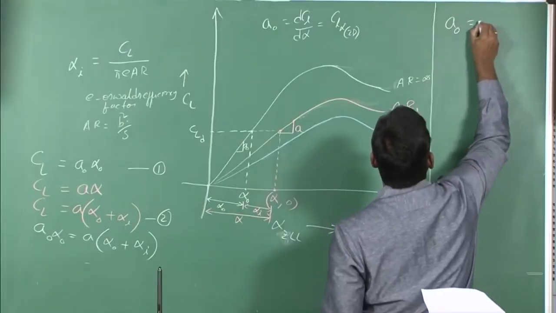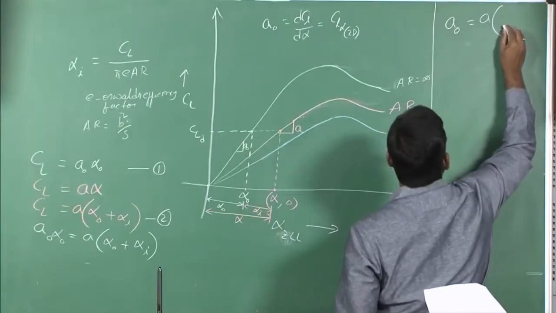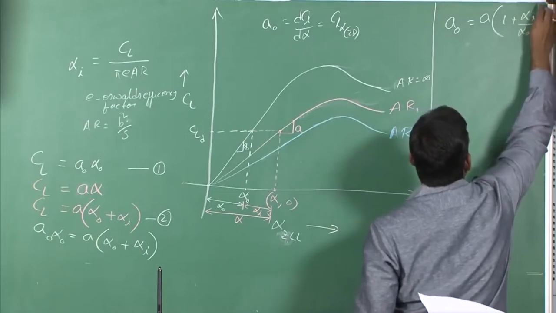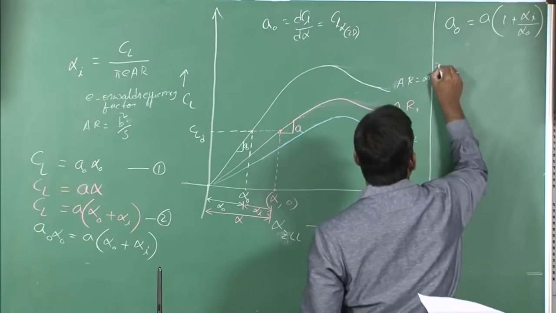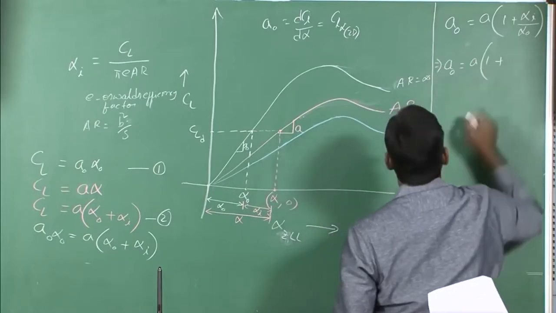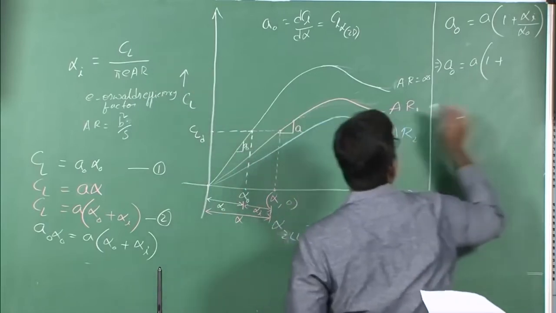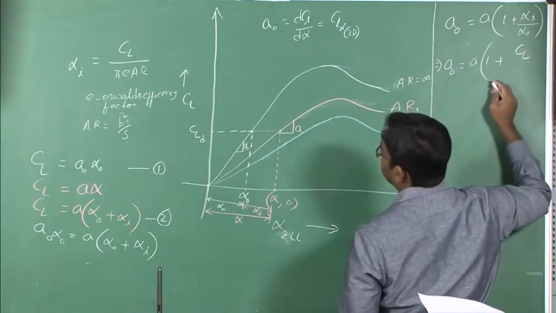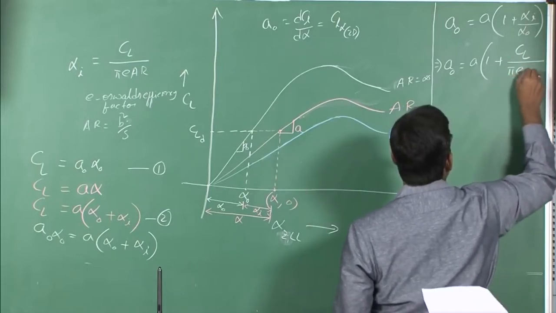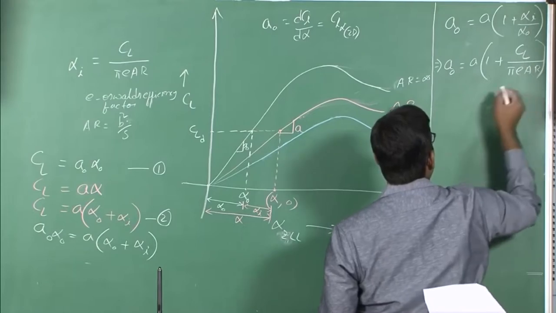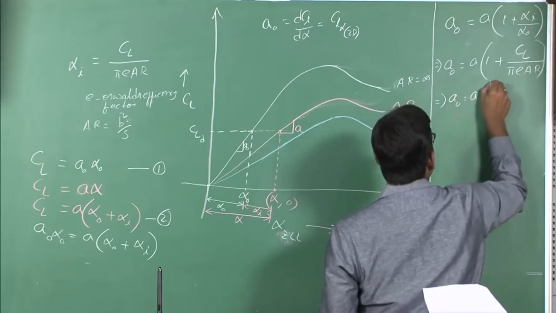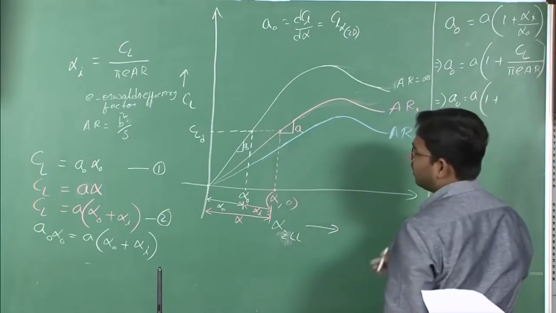From here, a naught is equal to a into 1 plus alpha i divided by alpha naught. This implies a naught is equal to a into 1 plus, what is alpha i? Alpha i here is CL divided by pi e AR. Right? This equals, a naught is equal to a into 1 plus, what is CL?